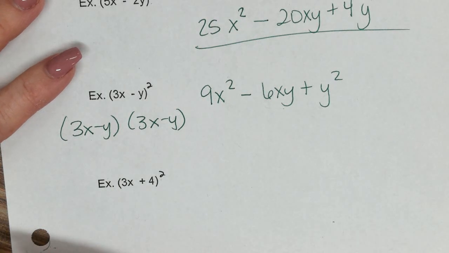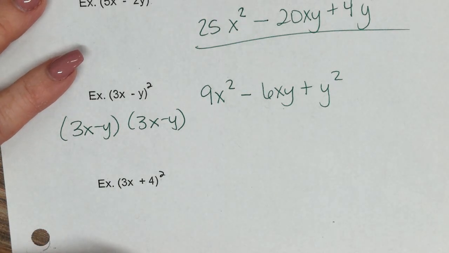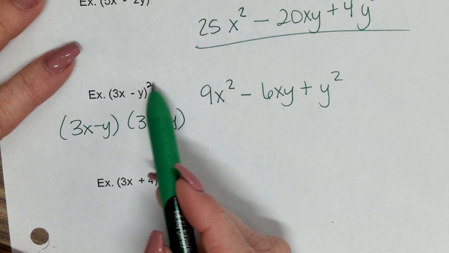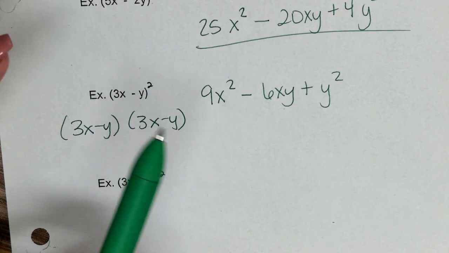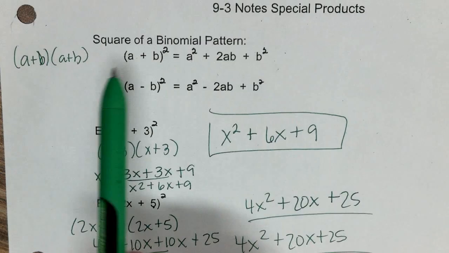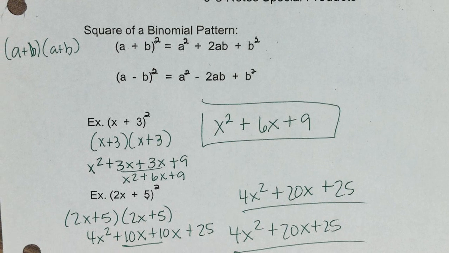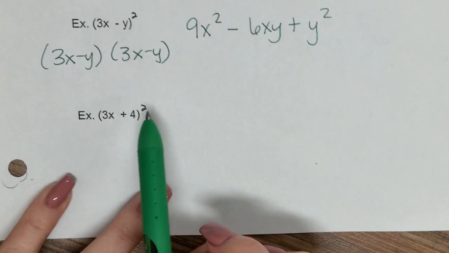If the exponent is something different than a 2, would you divide by that number? This only works for it being squared. This is a special rule for the squares of a binomial pattern. This only works for these particular situations. All right, try this one on your own.